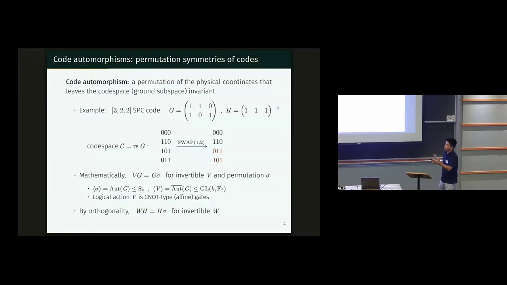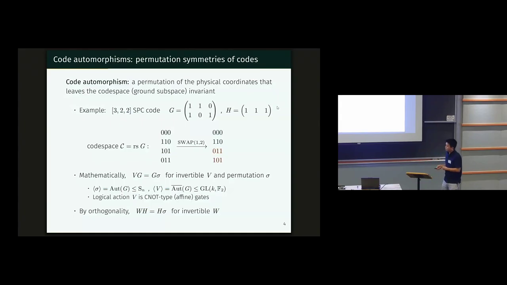G is what's called a generator matrix, and the rows of G essentially generate your code space. You can think of the first row of G as logical bit 1, and this as logical bit 2. Here I've written out the code space: I take every combination, so 2 squared is 4. And you can see that if I swap positions 1 and 2, that's like swapping columns 1 and 2. That leaves the first 2 code words invariant, but it swaps the last 2 code words. So this permutation does a non-trivial transformation on the code space.